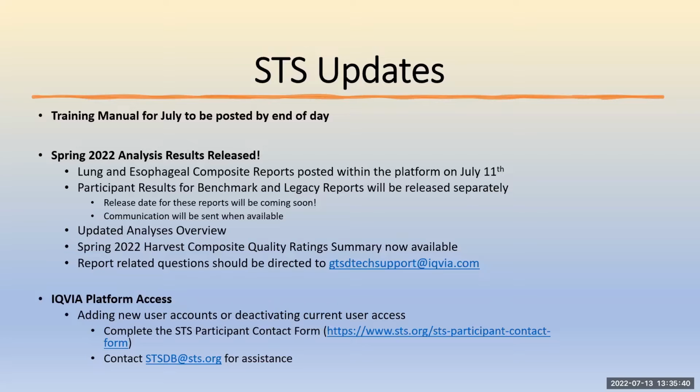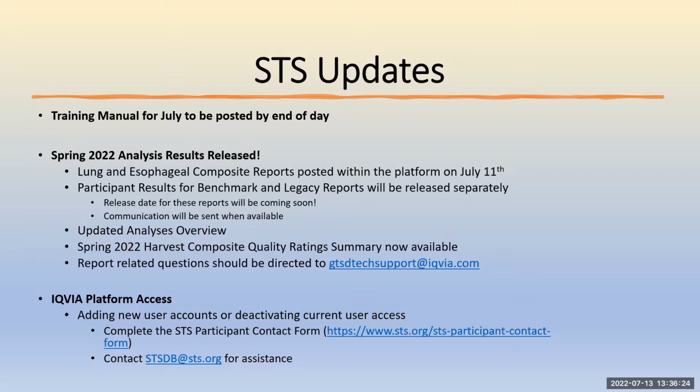Also, as you are aware, the spring 22 analysis results have been released. That is the lung and esophageal composite reports have been released and were posted in the platform on July the 11th. We did send a formal communication out to the GTS participants announcing the composite results. The participant results for the benchmark and legacy reports will be released separately. So those will be coming soon. We'll have a date for you, hopefully within the next couple of weeks, of when those benchmark and legacy reports will be released. And when those are available, we will send another communication to you all, letting you know when those are posted and available within the platform.